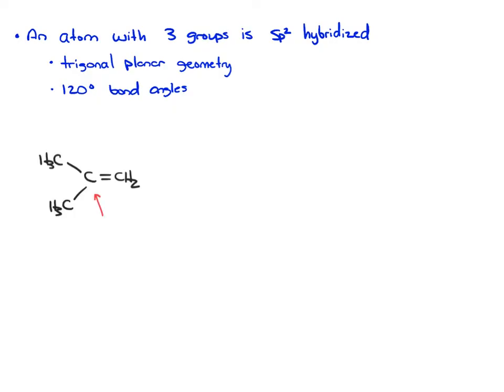Say you're asked about the hybridization of the carbon that the arrow is pointing to. And you could be asked about the hybridization of any of these carbons. But for this one, what you want to do is look at how many groups are around it. The single bond's a group, the single bond's a group, the double bond is a group. 3 groups is sp2.